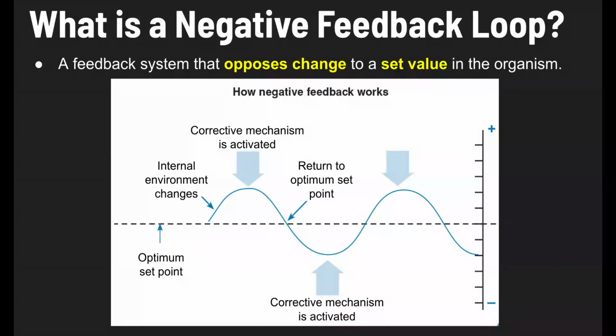If it goes too far, and so it swings in the opposite direction, then the corrective mechanism is activated again and returns you to the set point. So the key there is there's some set point, and when you move away from the set point, there's a mechanism that tries to bring it back, to restore you to the set value. So in this case, change is opposed. That's what happens in a negative feedback loop. Change to the set value is opposed.